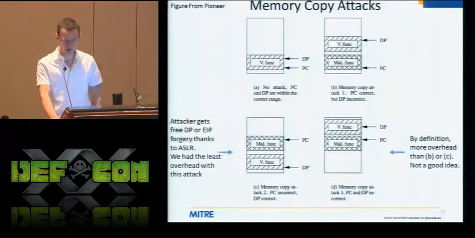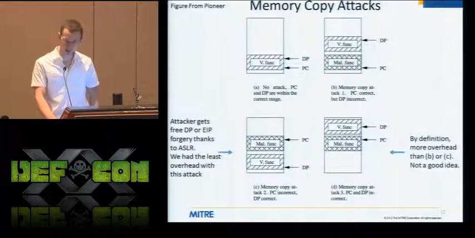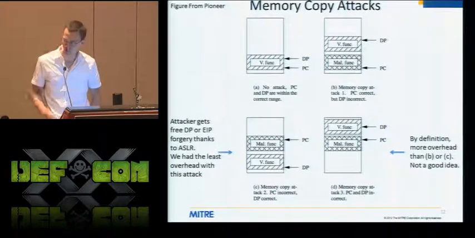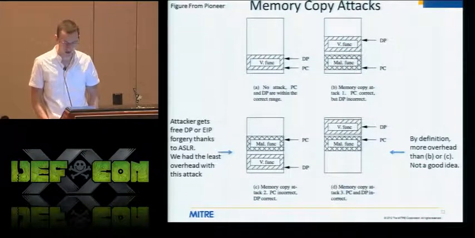The best attack we could come up with was in the bottom left, where the attacker does not have to forge star DP because he's using a clean copy, like I outlined before. And also, he does not have to forge DP, the data pointer.